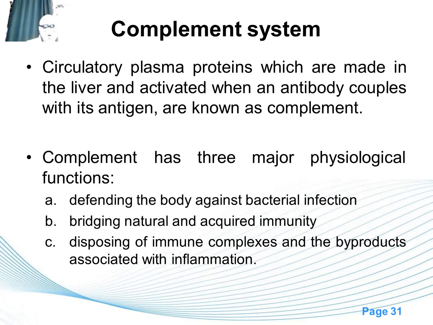The other one we also see is the complement system, the circulating plasma proteins, which are made in the liver and activated when antibodies coupled with the antigen are known as complement. The complement has three major physiological functions: defending the body against bacterial infection, bridging natural and acquired immunity, and disposing of immune complexes and byproducts associated with inflammation. Now, the complement system is categorized into three classes: the classical pathway, the lectin pathway, and the alternative pathway.